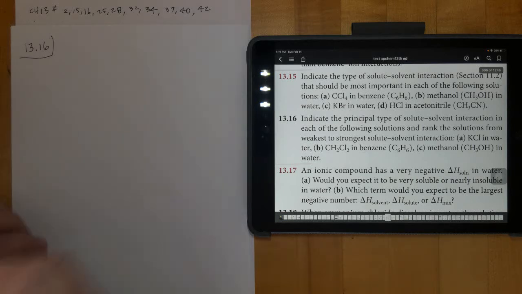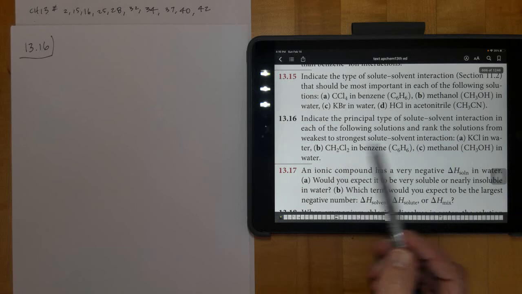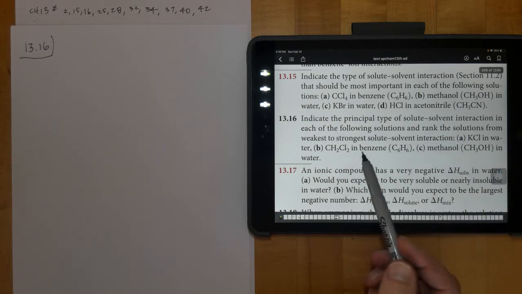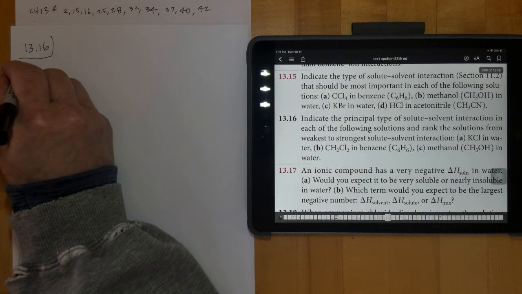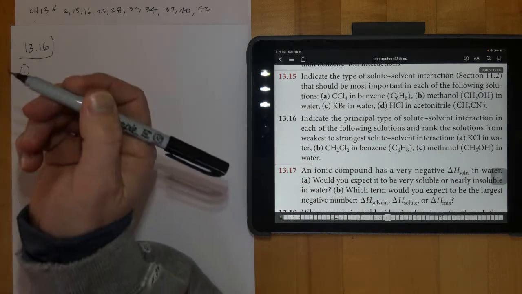So this is 13.16. Indicate the principal type of solute-solvent interaction in each of the following solutions and rank them from the weakest to strongest solute-solvent interactions. So there are four types of solvent-solute interactions, and they're intermolecular forces.